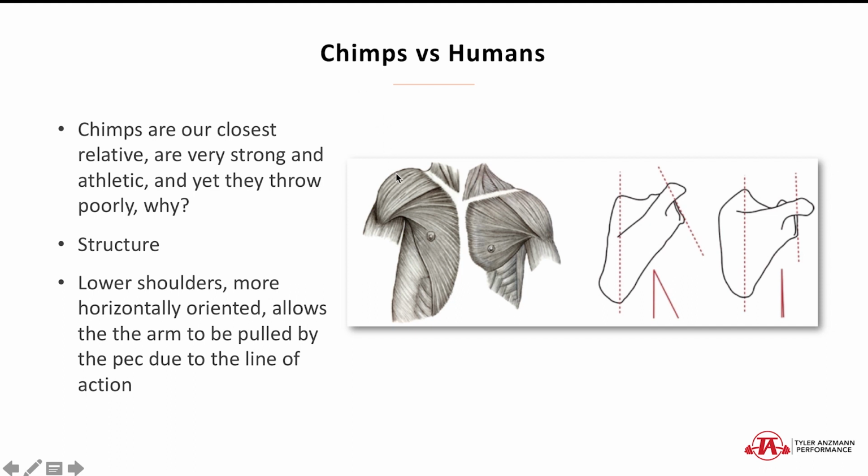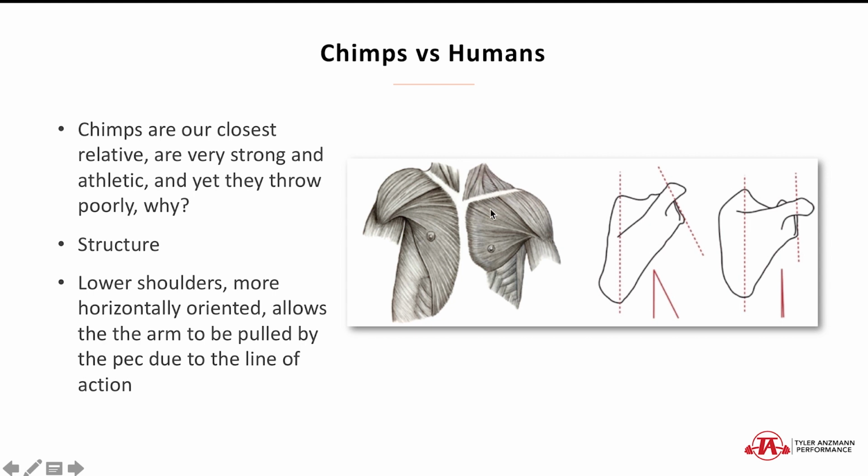Whereas humans, right, we can more easily get this arm into the plane of shoulder rotation and thus capture that rotational energy, allow the pec to pull the arm through, and we have significant advantages in terms of throwing relative to our very close relatives there.